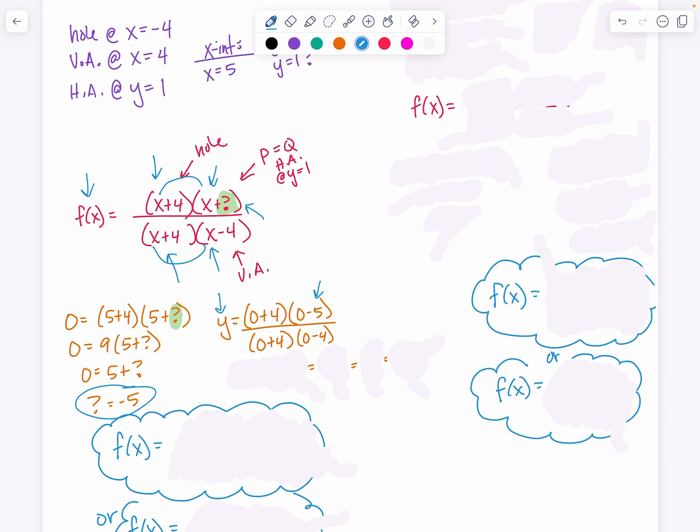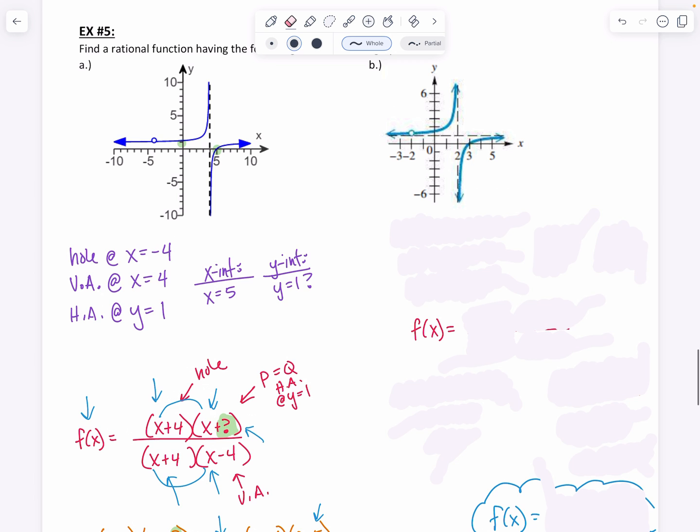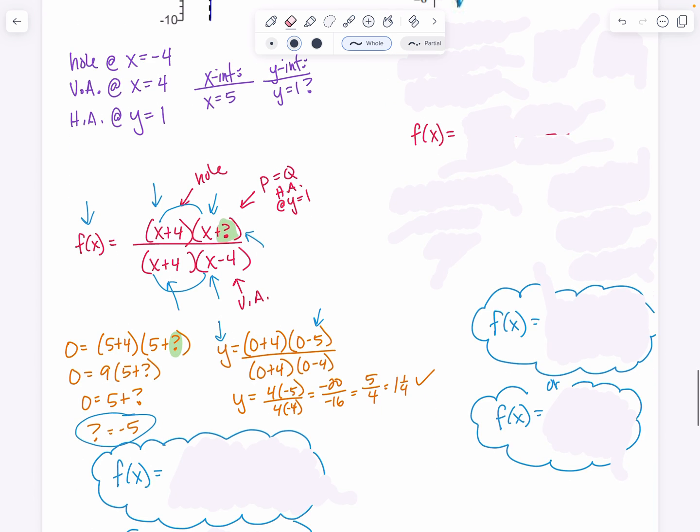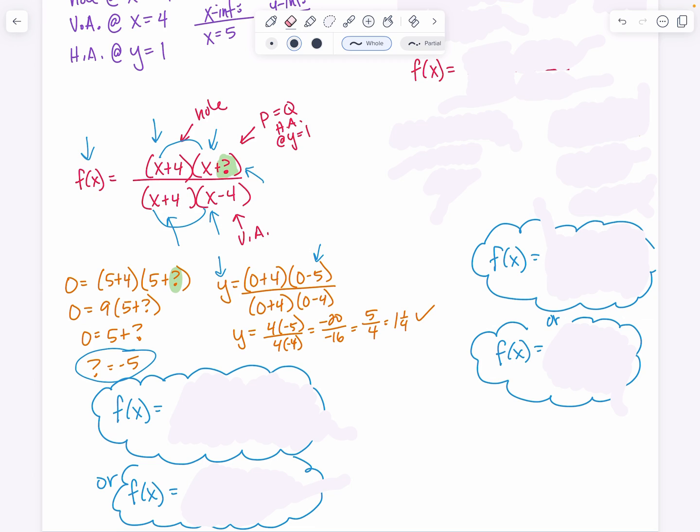So simplifying that top, I end up getting a 4 times -5. On the denominator, I get 4 times -4. So -20 divided by -16. Two negatives divided give me a positive 5/4, which is a little bit over 1, right? And isn't that what we kind of said? It looked like it was 1, maybe a little bit above 1. So our y-intercept is perfect. It makes sense in our graph.